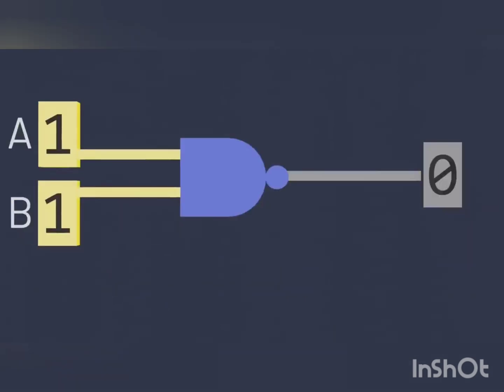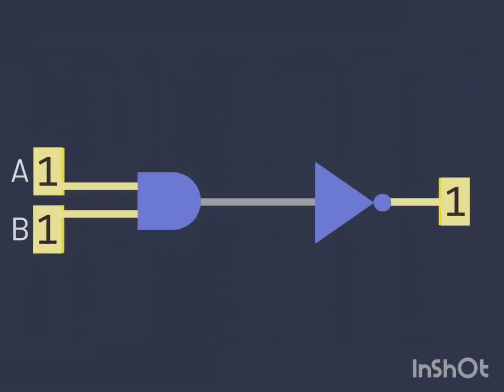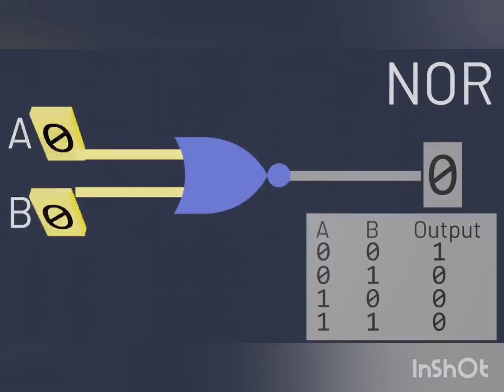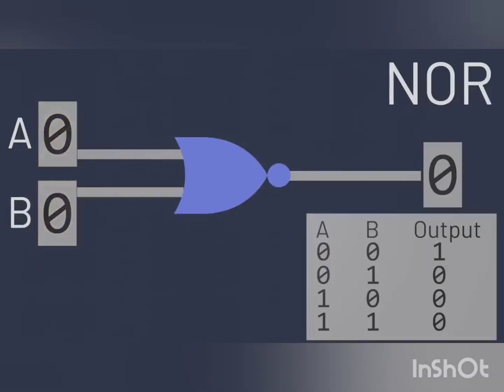The NAND gate combines an AND and a NOT. It outputs 0 only when all inputs are 1. Otherwise, it outputs 1. Interestingly, NAND gates are universal. Any logic circuit can be built using only NAND gates. The NOR gate is the opposite of OR. It outputs 1 only when all inputs are 0. Like NAND, it is also universal.